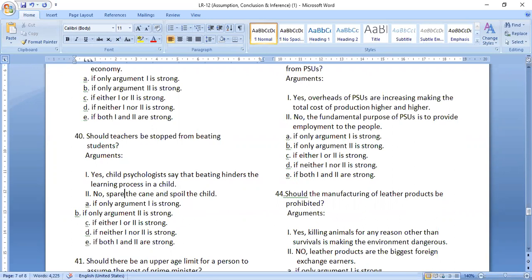No, spare the cane and spoil the child. No, sir. It's also strong, sir. I don't think it's strong. Yeah, I think it's going a bit too far.